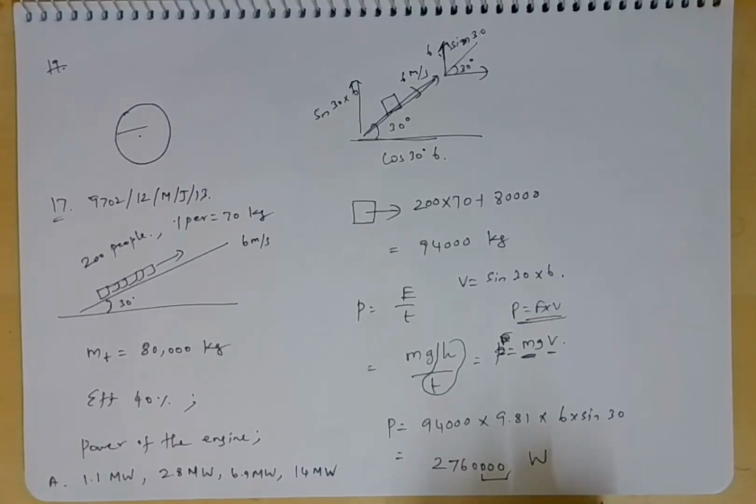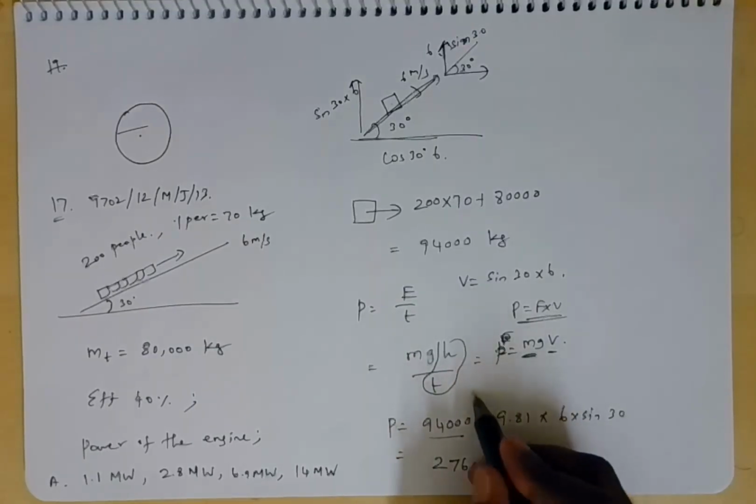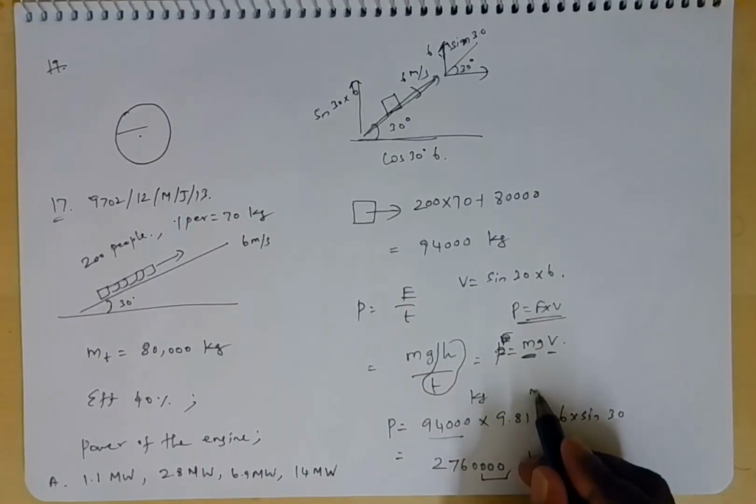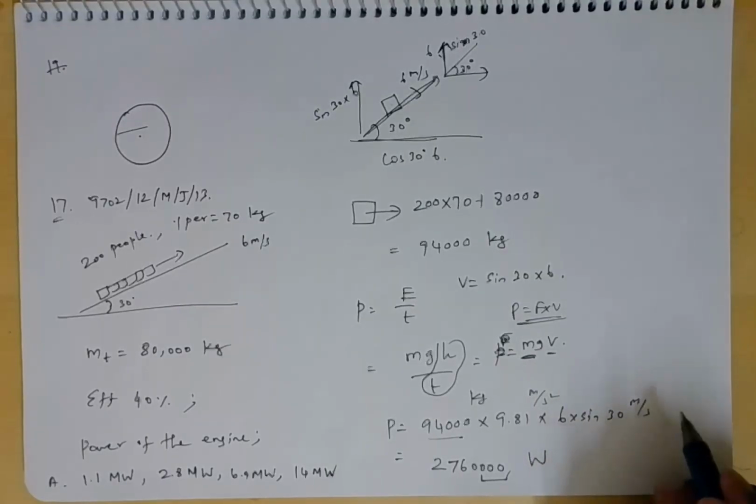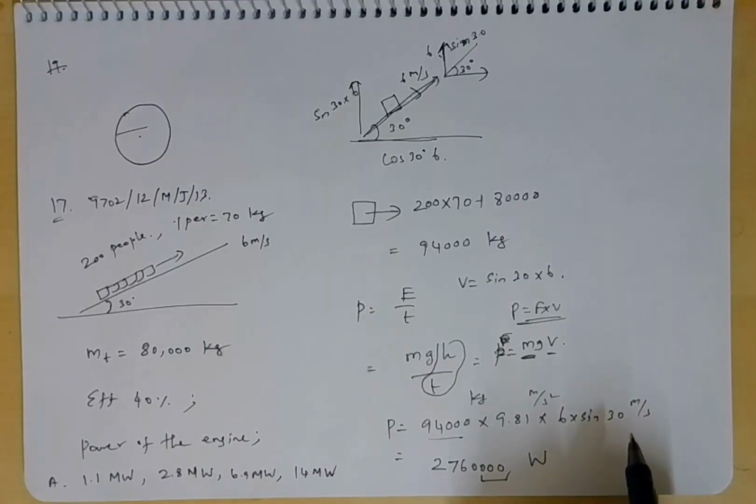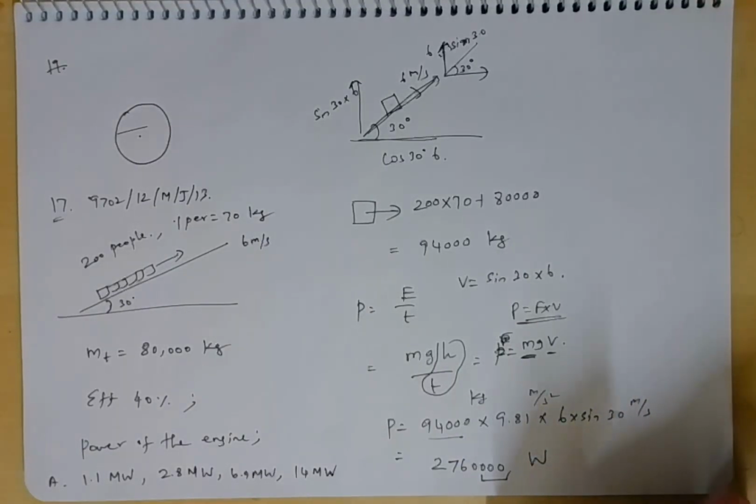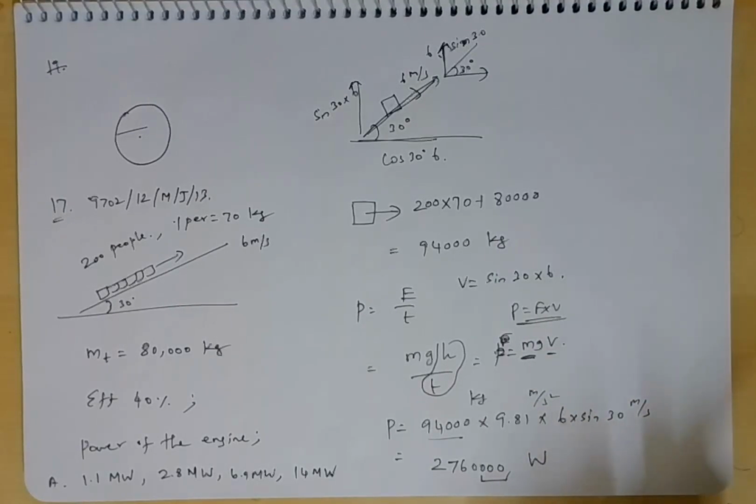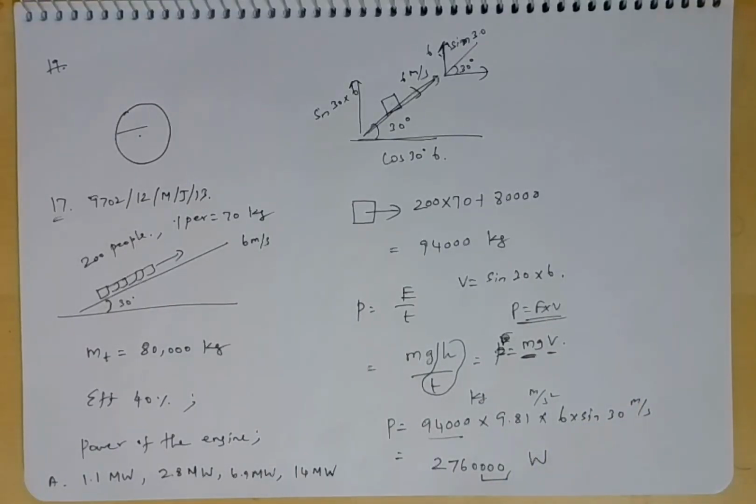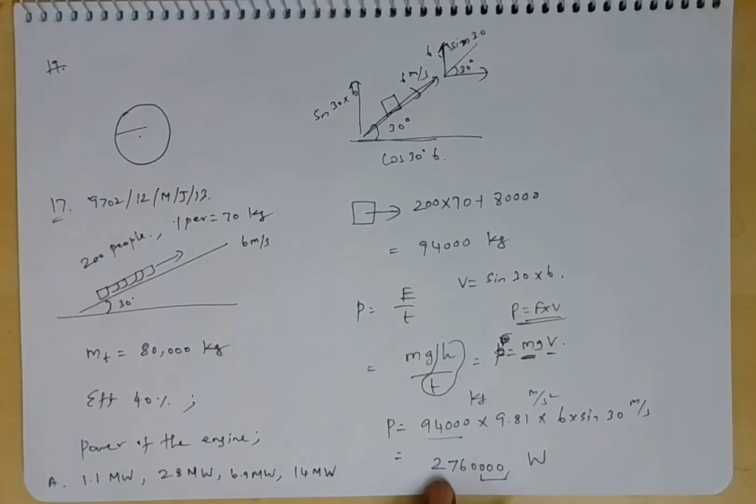What are you getting, sir? 94,000 kilogram multiplied by 9.81 meter per second square, 6 meter per second. Try this again with sine 30, and check if your calculator is in degree mode or radian mode. Super. Yes. Now this is the output required.